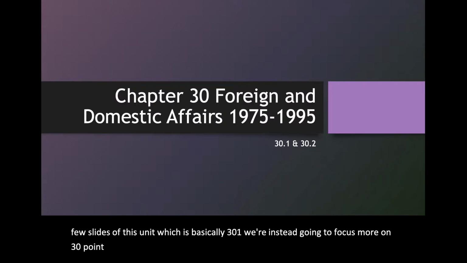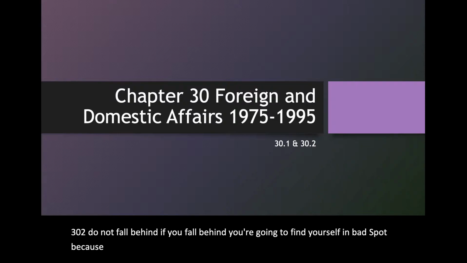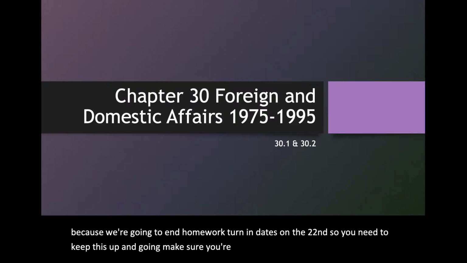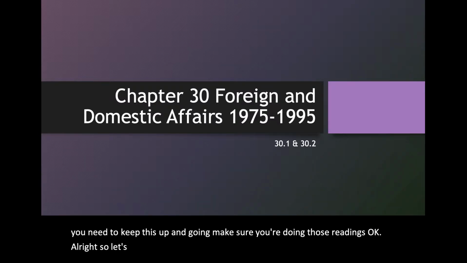Do not fall behind. If you fall behind, you're going to find yourself in a bad spot because we are going to end homework turn-in dates on the 22nd, so you need to keep this up and going. Make sure you're doing those readings, okay? All right, so let's just get started here.